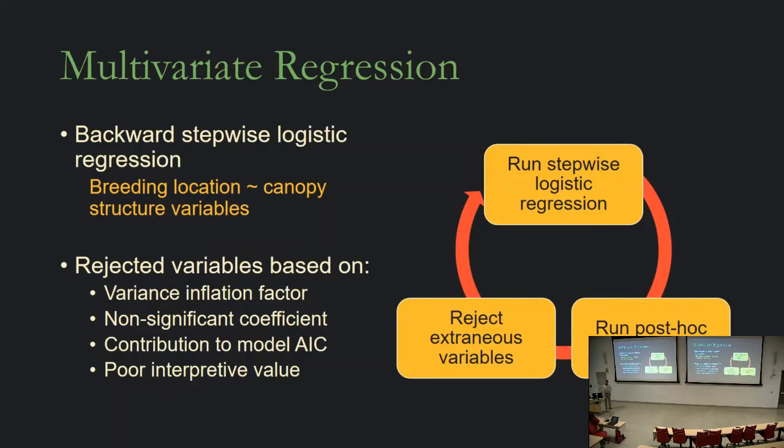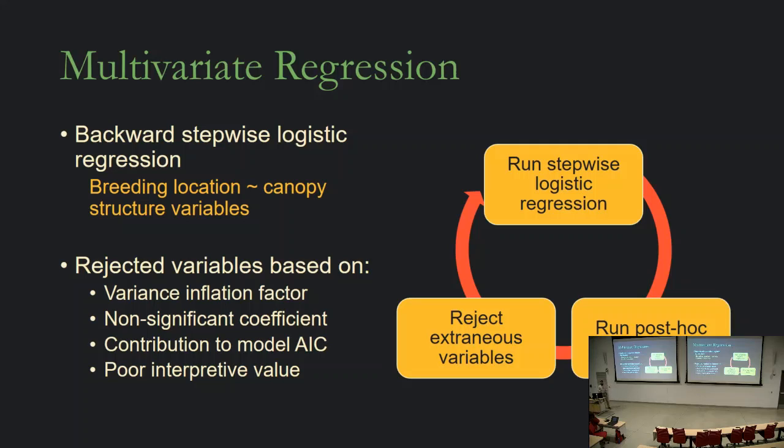So in the multivariate step, it was a backward stepwise logistic regression, predicting breeding location using the canopy structure variables. And my process was to run the regression, run some post hoc tests, and then based on the results of those, reject some variables, and then do it all again.